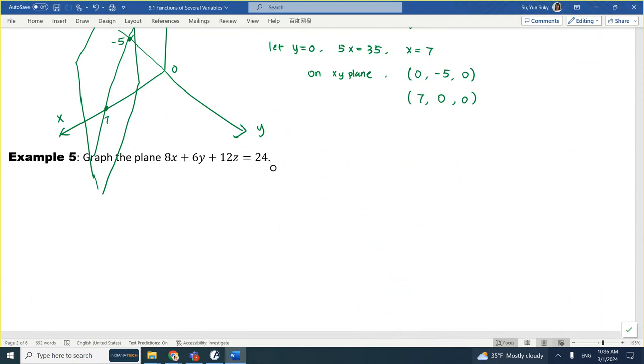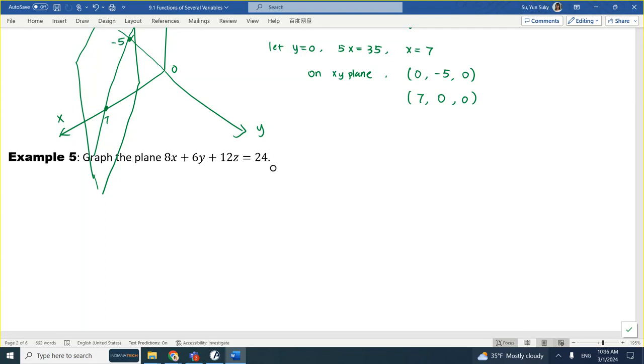All right. How about this one? It's a linear function, right? So it's going to be a plane. It has all three variables. Therefore, it's not going to be parallel to any of the axes.